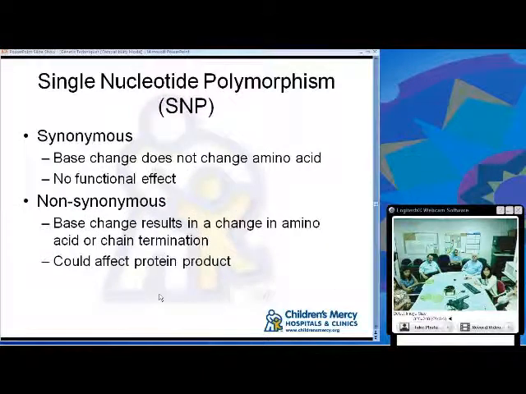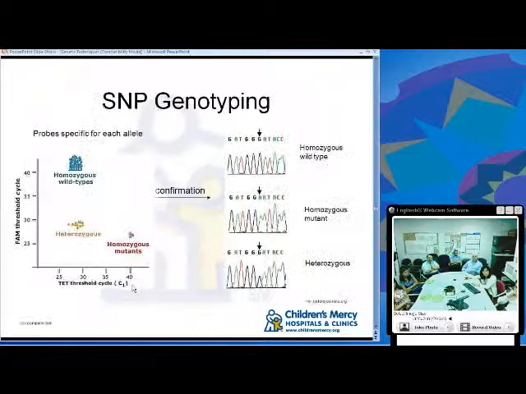And there are two types of SNPs. There's those that are called synonymous, which is a base change that does not change the amino acid, and usually these are the non-functional effects. And then there are those that are non-synonymous, where a base change results in a change in an amino acid or chain termination. And the non-synonymous ones are the ones that are likely to affect the protein product.